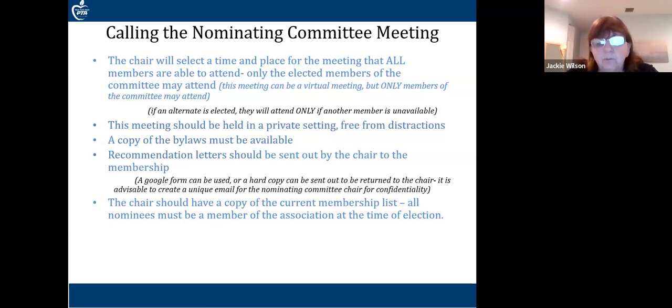And we suggest creating a unique email for the nominating committee chair so that only that person will receive this information, and they alone will share it with the rest of the committee during their deliberations. So you could use nominations24@gmail or whatever, or the name of your unit, and then that email can be used by the next person, but only the person that has that email can accept the recommendation forms and pass them on to the rest of the nominating committee. And of course, a copy of the current membership list, because all nominees must be a member of the association at the time of election.